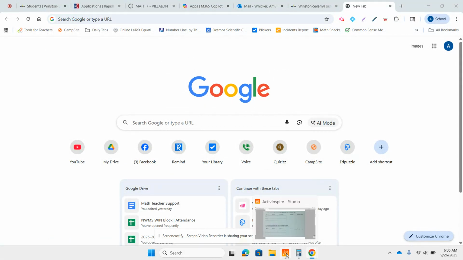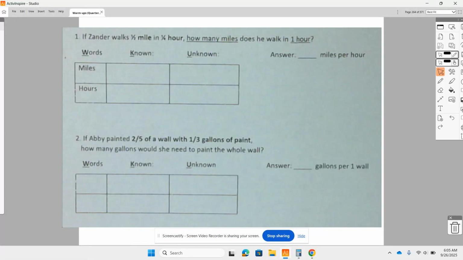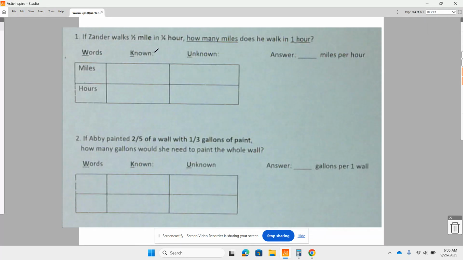Hey, 7th grade scholars. Today we're going to talk about WKU, but throw in some fractions. Some students get intimidated when they start seeing fractions and proportions, but don't overthink it. We're going to use the same type of strategies.